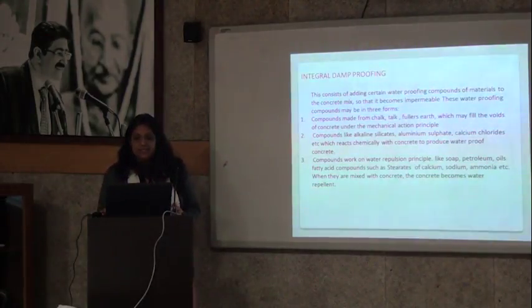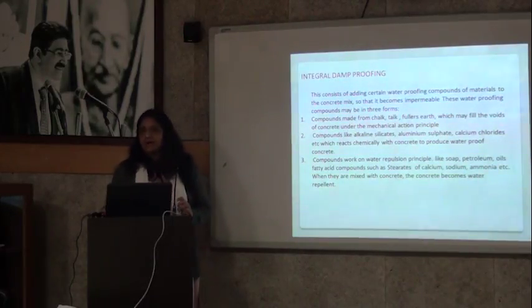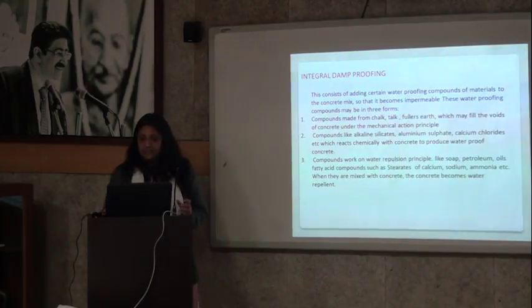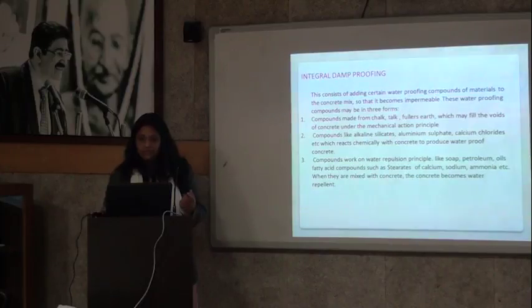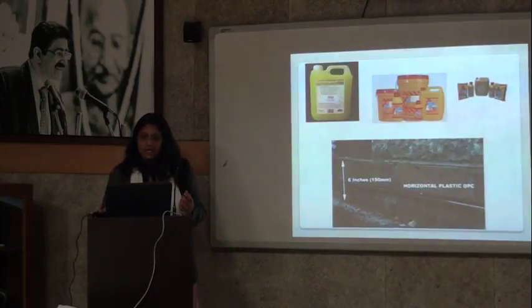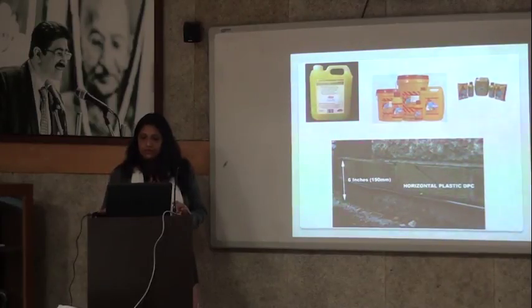The second method is integral damp proofing. There are certain waterproofing compounds available in the market and they are mixed with the concrete mix and put on the surfaces so that the surface becomes impermeable. Impermeable means the moisture will not travel through it. There are many compounds available in the market in this form and they are used for the concreting of the surfaces.